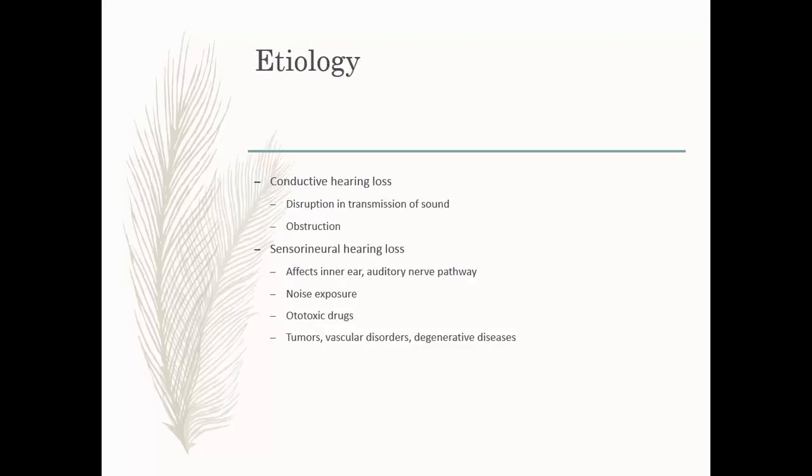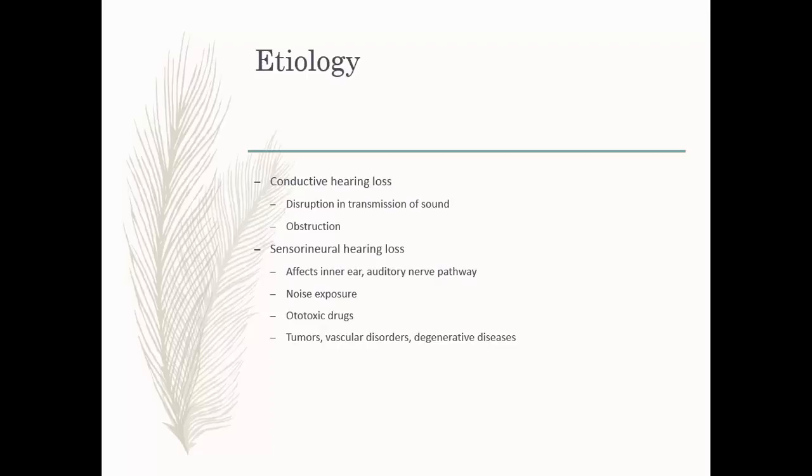Etiology, conductive hearing loss, anything that causes a disruption in transmission of sound from the external auditory meatus to the inner ear is considered this type of hearing loss. Most common cause is from obstruction, like from impacted cerumen, edema of the canal, stenosis, and neoplasms. Other causes of conductive hearing loss could be perforated tympanic membrane, fluid, scarring, and tumors of the middle ear.